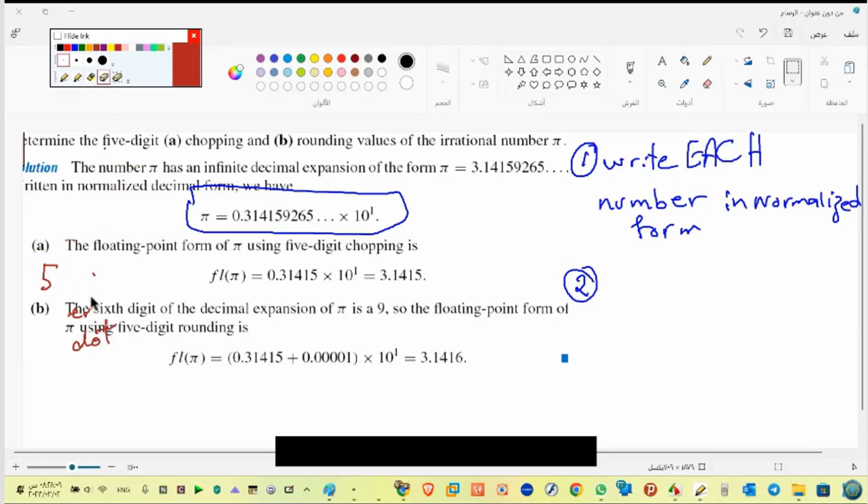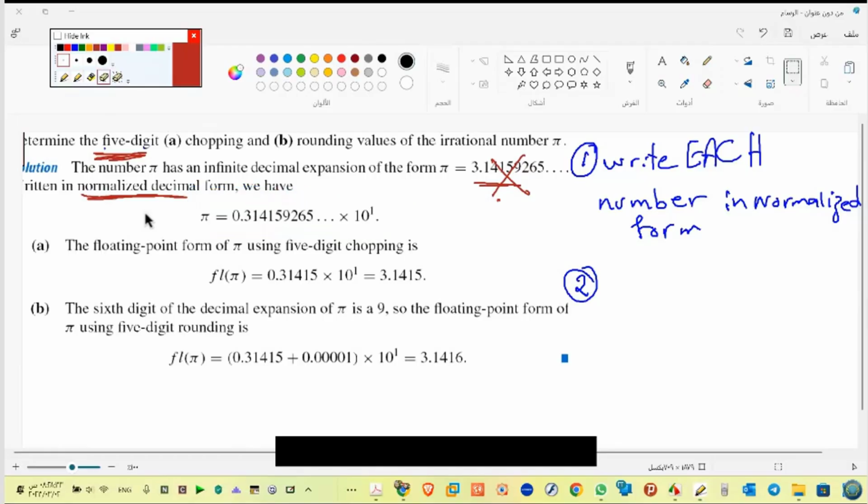Let's see the meaning of this. I need 5 digits. I will apply 5 digits to the normalized decimal form, not to this, which would be wrong. So I need 5 digits: 1, 2, 3, 4, 5. Here in your book, he gives two methods. One method is called chopping, another method is called rounding. What is the difference between chopping and rounding?